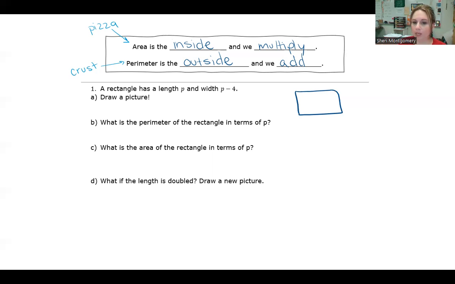So it has a length of P and a width of P minus 4. Which one is the length and which one is the width? Which one's which? So let me ask you something. I've got a box. So if I have this box, some of y'all said this is the length and this is the width, and some of y'all said the opposite. Well, what if I take this box and I turn it sideways? Now what?